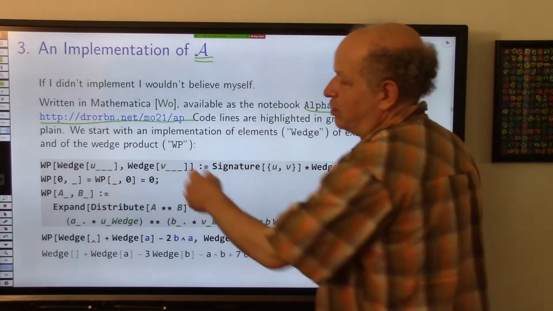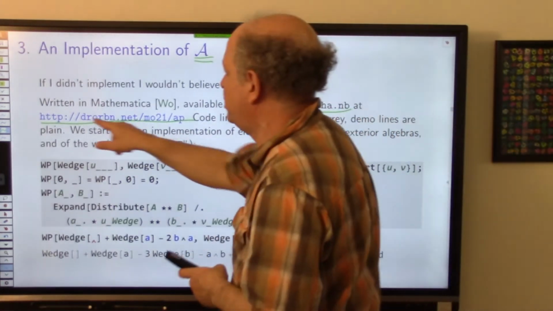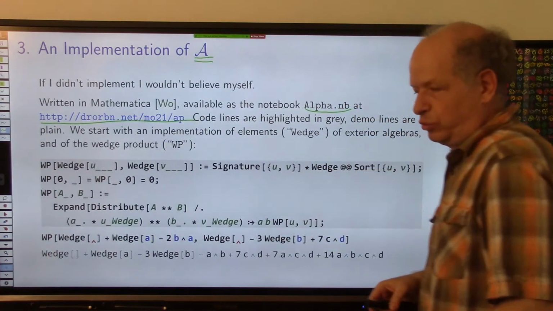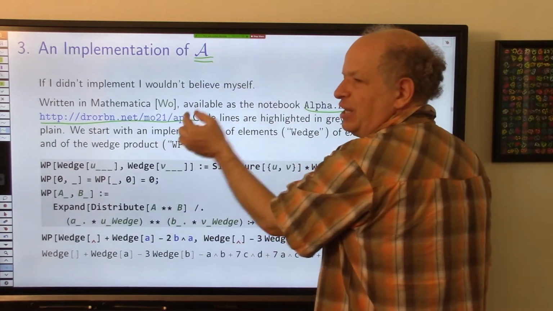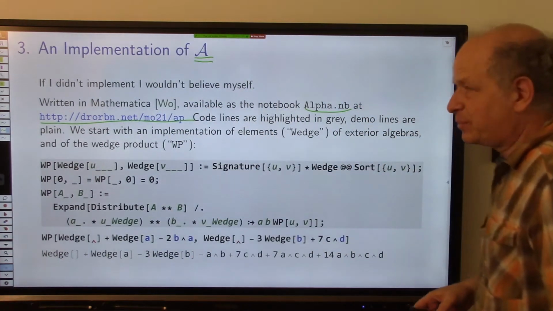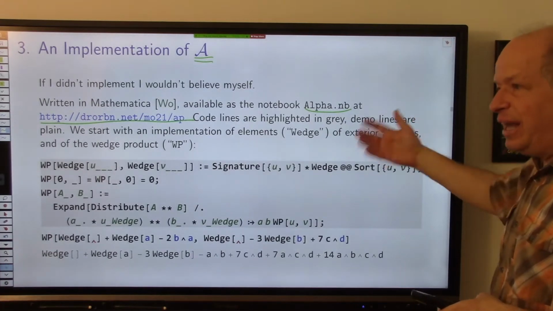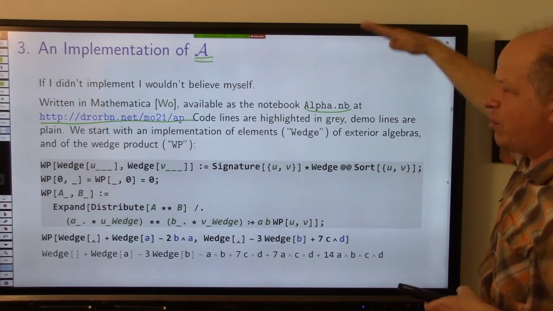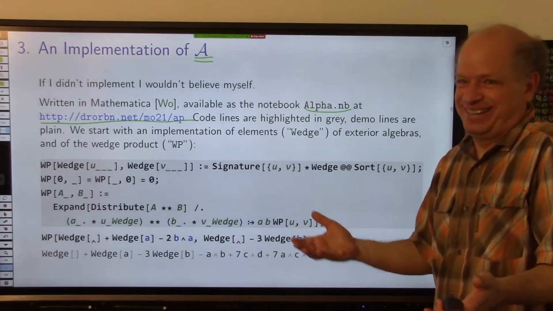The talk has a URL and the video of the talk will appear on it later: drawbn.net/mo21, Moscow 2021, and then just add /ap and it will get you to a page where all the programs lie. You can look at it later, but all I want to do is go through it very, very quickly, basically to prove to you that I'm serious. Okay?